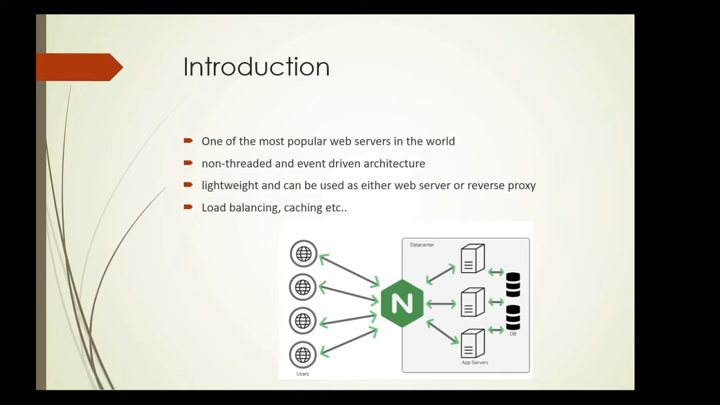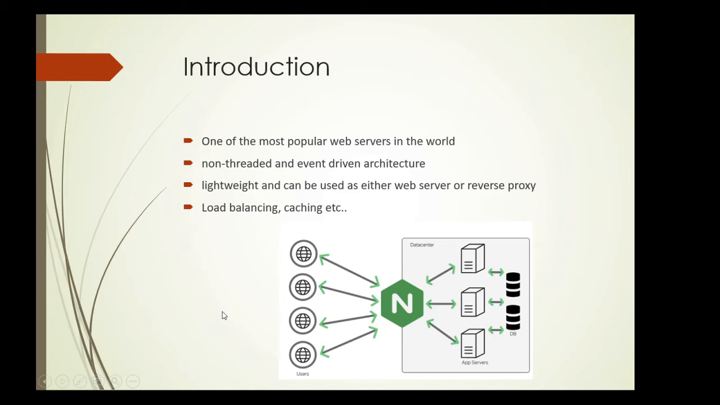Nginx differs from Apache in its architecture. That is, Nginx is non-threaded and has an event-driven architecture. This enables Nginx to handle a lot of requests faster and with less memory footprint. Apart from using Nginx as a web server, we can also use it as a reverse proxy, to cache the content, and as a load balancer to balance the incoming requests.